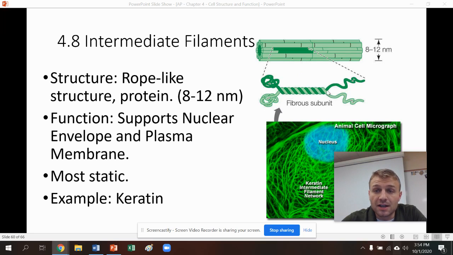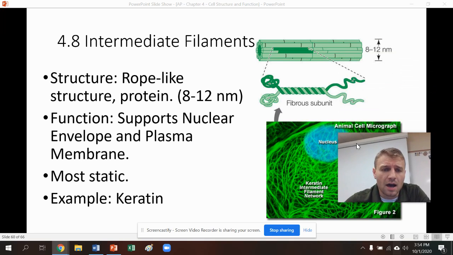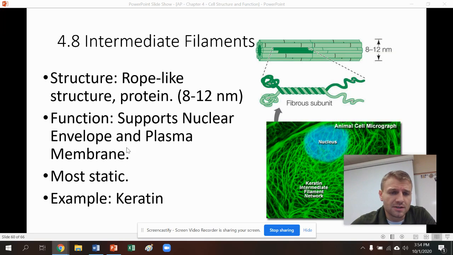One of the things here is that these are more static, so they don't really move. They don't really get restructured. They're more set in place. A perfect example here is keratin. You can see how much keratin is in the cell. It's a very abundant protein within the cell. So these really just anchor things in place.